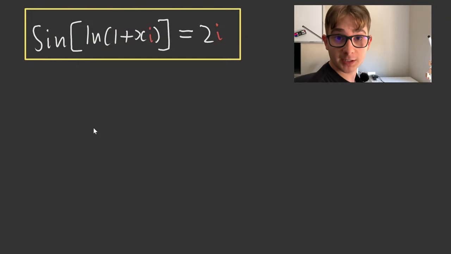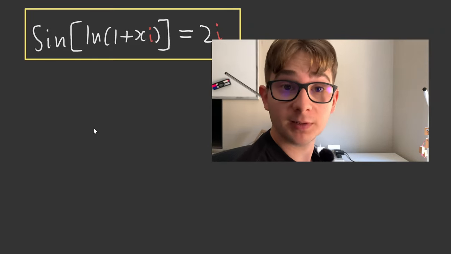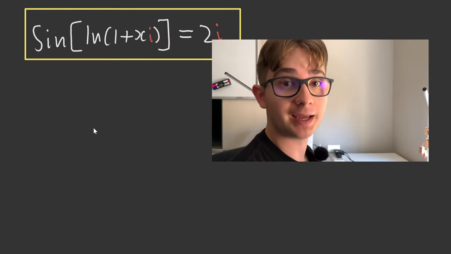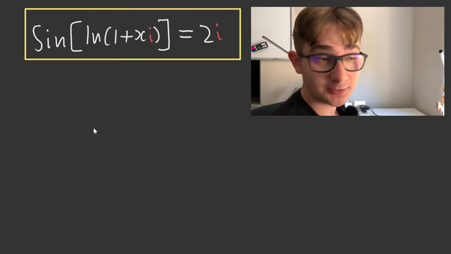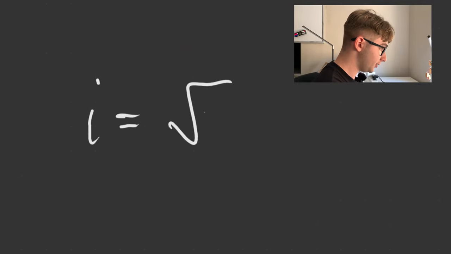Today we're going to be solving the equation sine of the natural log of 1 plus xi equals 2i. So how do we approach this problem that I definitely didn't make up myself? Well, this is what we've got to do. We have to remember that i is equal to the square root of negative 1.